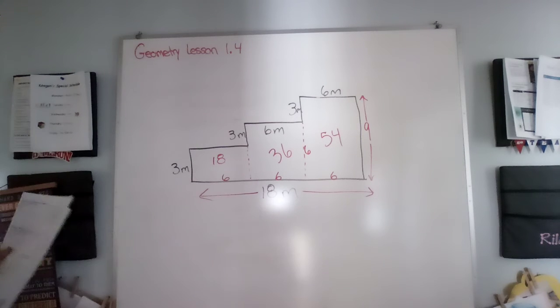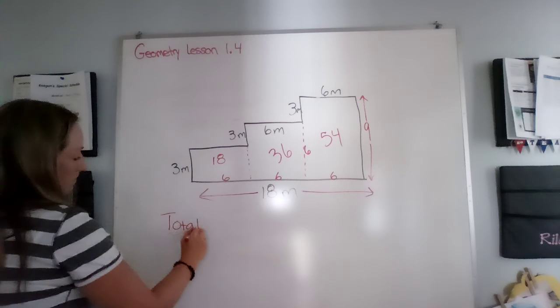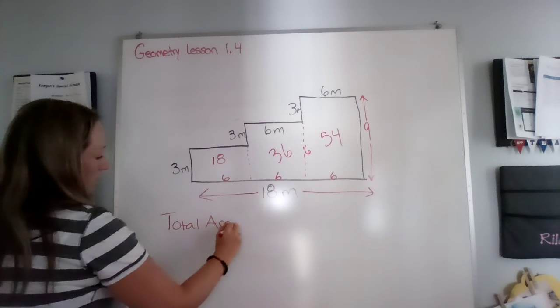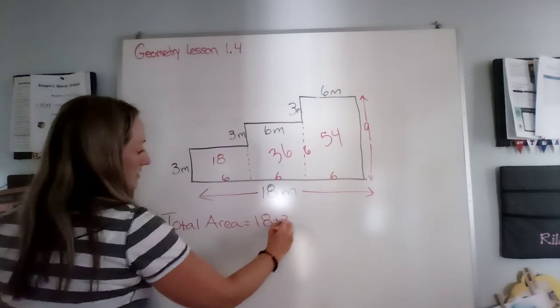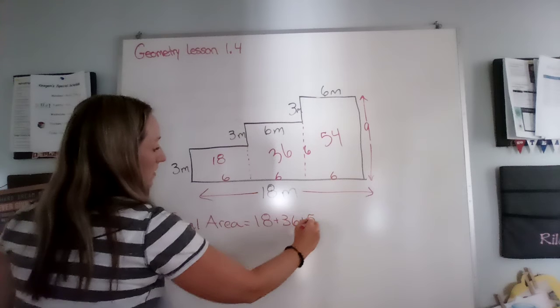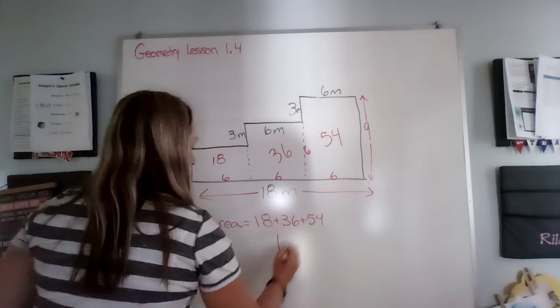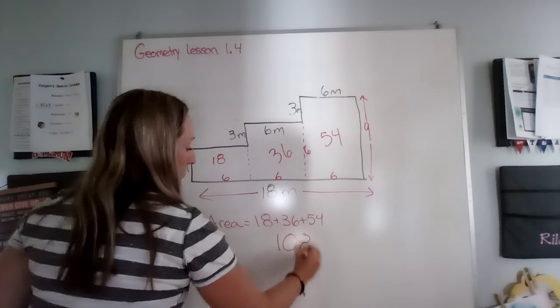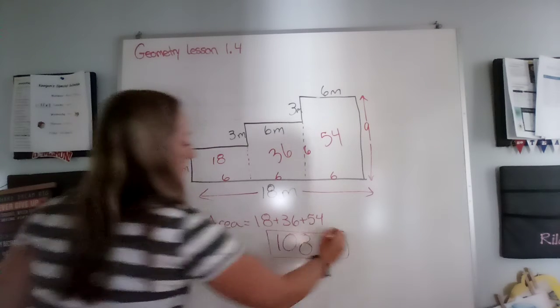Okay, so to get your total area, you add the areas together, 18 plus 36 plus 54. Add them together to get an area of 108. And since this is an area problem, my units, which are meters, are squared.